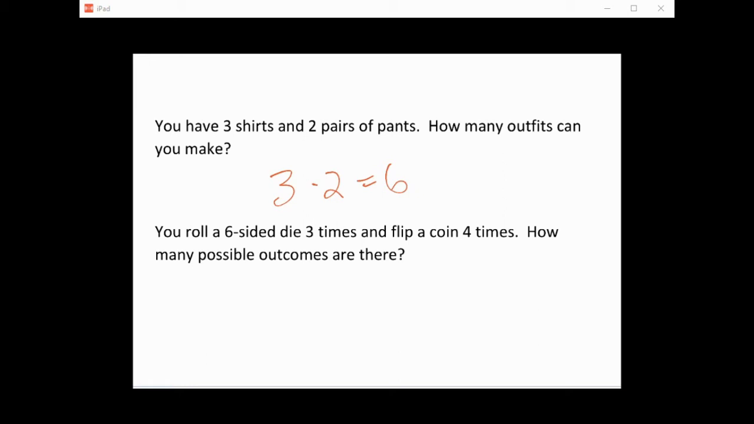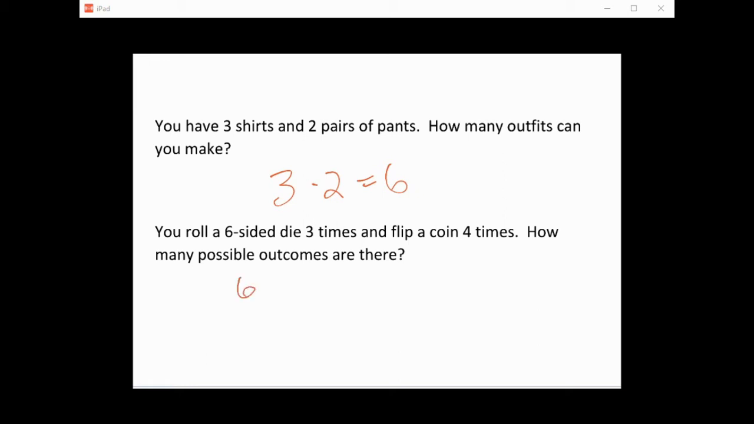Then with the six-sided die rolling and flipping, it's kind of like you're just doing random stuff that doesn't really have anything to do with each other. But I don't know, it's hard to explain the difference. It'll be easier when we get to permutations and combinations.